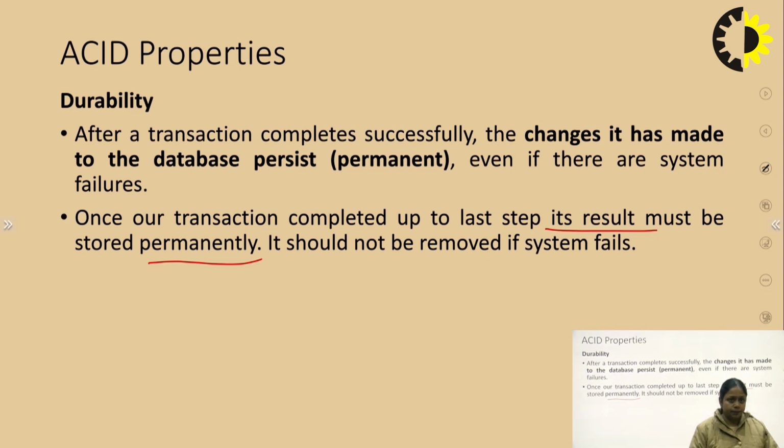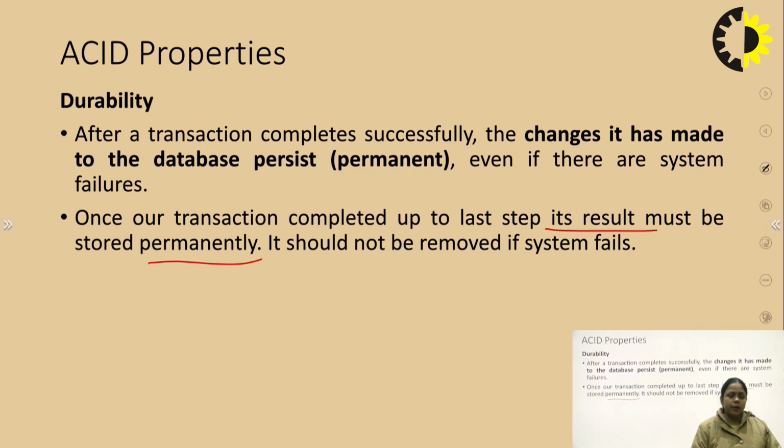For example, if we are transferring some amount of money from account A to account B, then it should be deducted permanently from account A and it should be added into account B permanently. It should not be removed after the failing of the system. The database should be permanently saved. Okay. This is known as durability. These are the four properties of the ACID property: A for atomicity, C for consistency, I for isolation and D for durability.